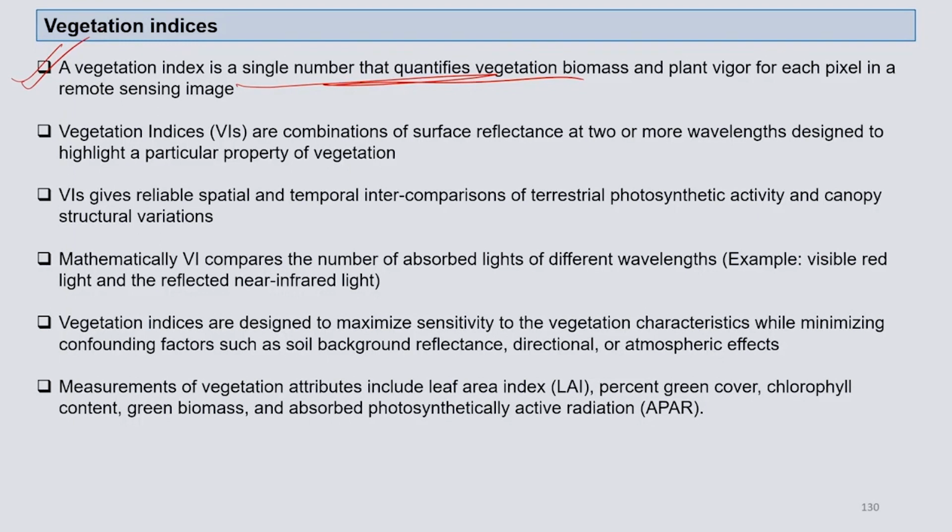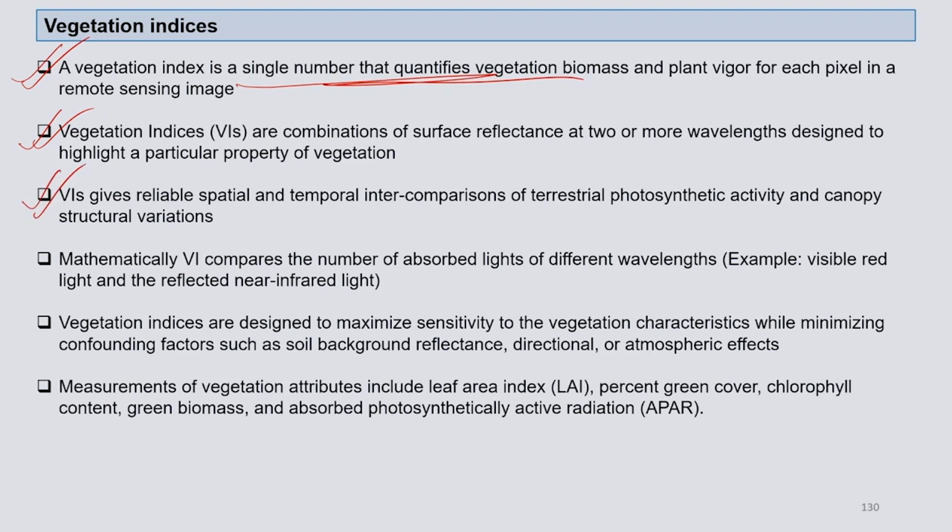Vegetation indices, or VIs, are combinations of surface reflectance at two or more wavelengths designed for highlighting a particular property of a vegetation. If you recall, at the very beginning of remote sensing, in the first introductory lecture, we discussed different kinds of reflectance, right. So VI helps us to understand the crop biomass or plant biomass.